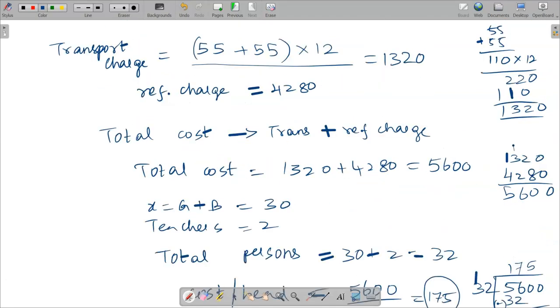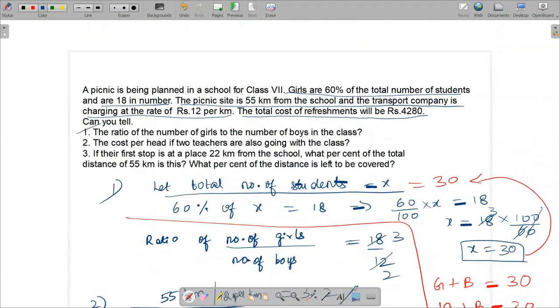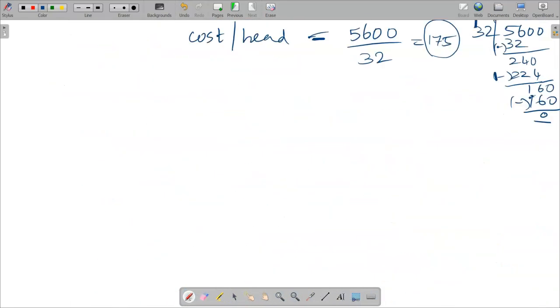So coming to the third question, if the first stop is at a place 22 km from the school, what percentage of the total distance of 55 km is this? What percentage of the distance is left to be covered? So they are saying that from the school, the first stop is around 22 kilometers. Okay, so this distance is 22 kilometers.